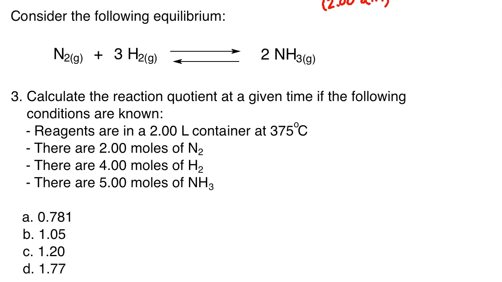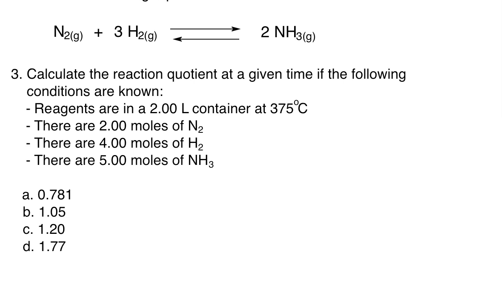All right, consider the following equilibrium. We have the nitrogen gas and the hydrogen gas, and that's going to be in equilibrium with the ammonia gas as the product. So we're going to be doing a similar type of setup to what we just did in 2. Now keep in mind that in this case this is not Kc or Kp. We're looking at a Qc that we're going to calculate because we're looking for the reaction quotient at a given time.